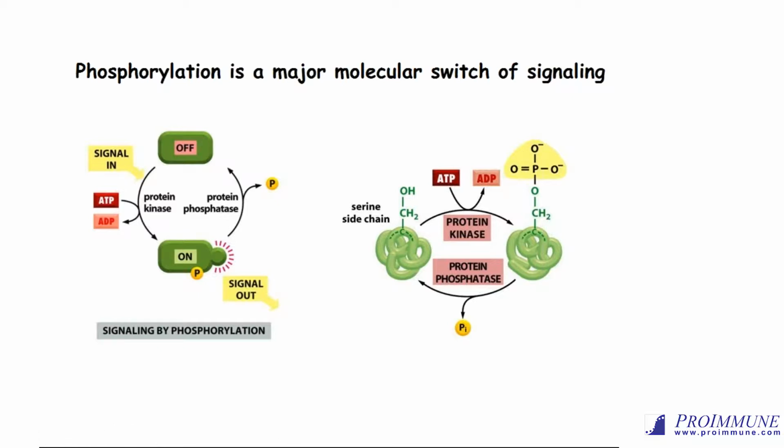localization. After a while, the signal needs to be turned off, so the protein phosphatase will be able to remove this phosphoryl group from the substrate. Therefore, it's very important for our cell signaling.